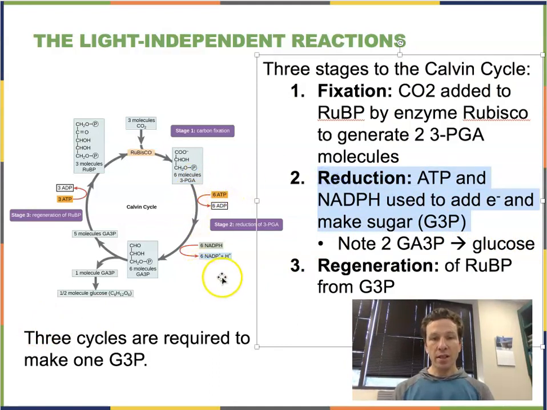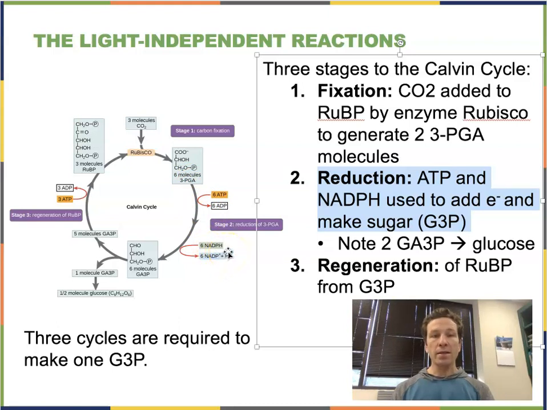So in the reduction stage, over here, we have our PGA, but we are going to do some rearrangements. They are energetically expensive, and we will pay for them using ATP. So these are energy coupling reactions where ATP loses energy, a phosphate group is released, and it becomes ADP, but meanwhile, the molecule PGA gains energy as it is rearranged.